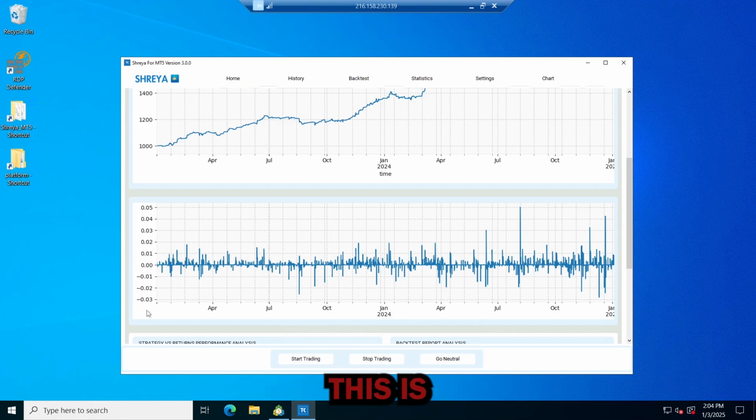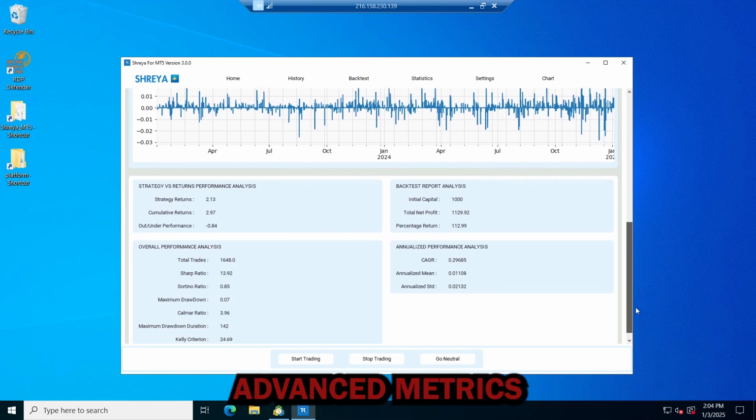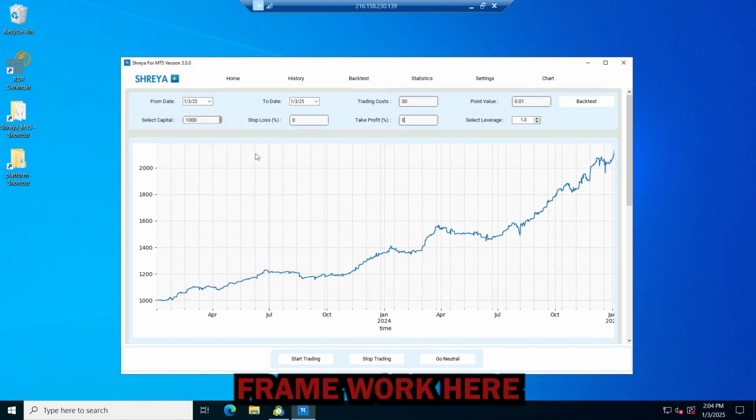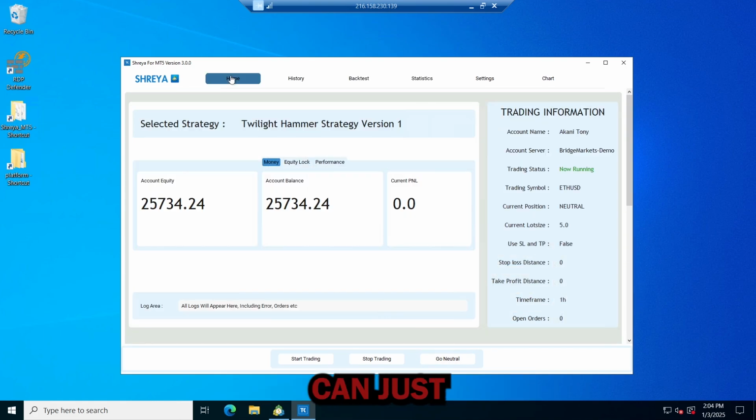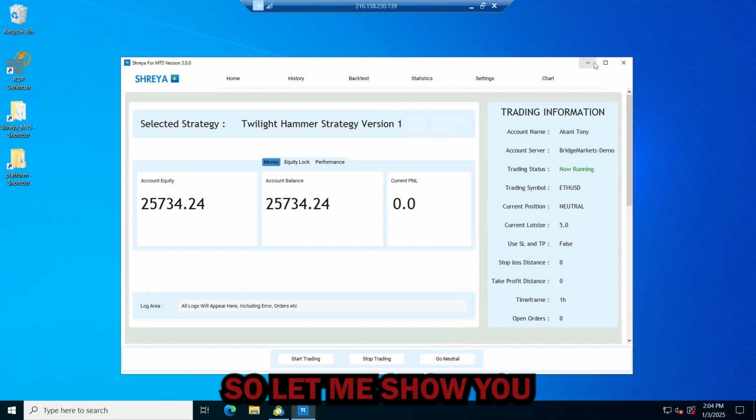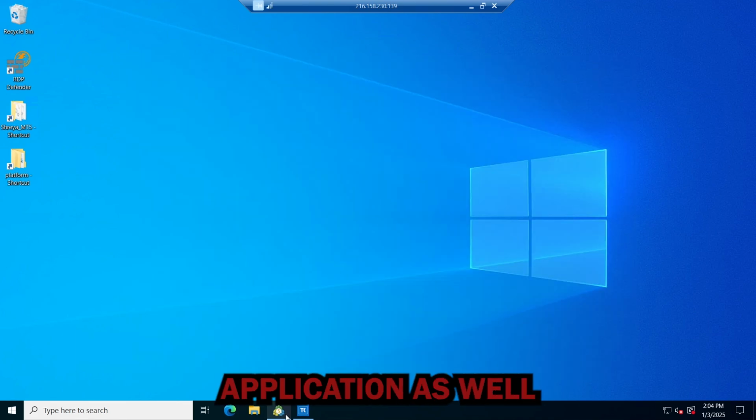Now remember, this is non-leverage, so you have to perform your own calculations so that you're setting your stop loss in a position where the strategy hasn't hit before. So in a scenario whereby your stop loss will be hit, it's a scenario that hasn't happened before. You can also view some of the advanced metrics here on the Shreya framework, and you can just start trading. Let me show you some of the scenarios here on the application as well.